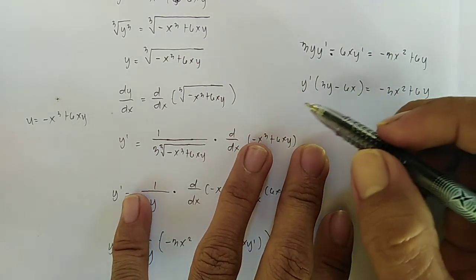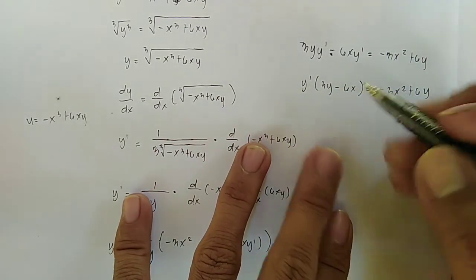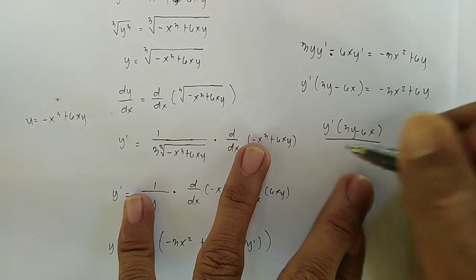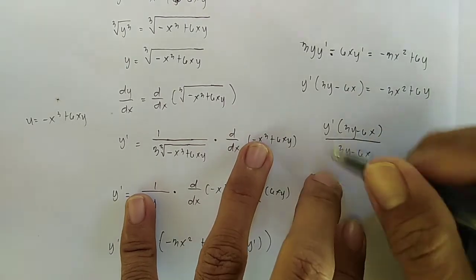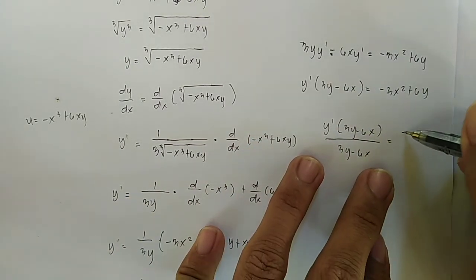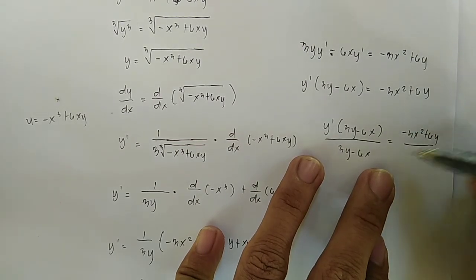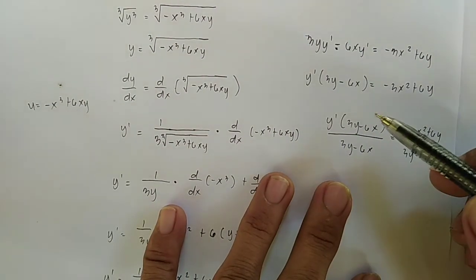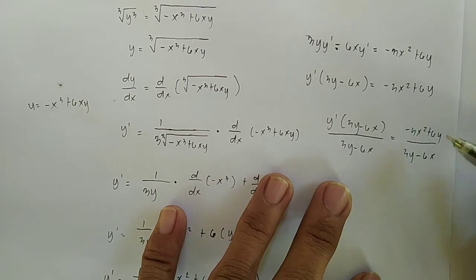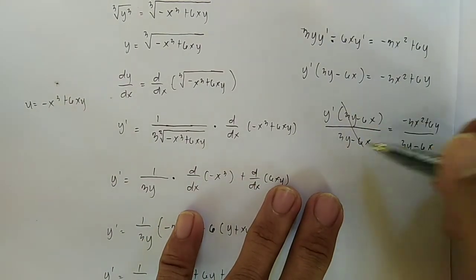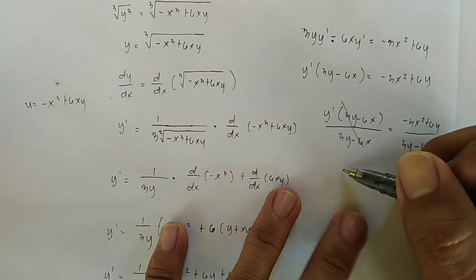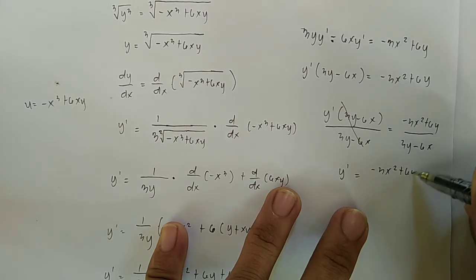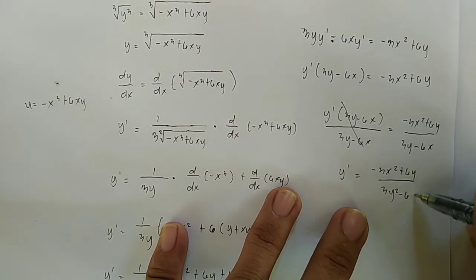Then to eliminate 3y minus 6x on this side, simply divide both sides by 3y minus 6x to make the left side y prime only. Negative 3x squared plus 6y will also be divided by 3y minus 6x, because whatever you do on the left side will also be applied on the right side. So the remaining expression will be y prime is equal to negative 3x squared plus 6y all over 3y squared minus 6x.